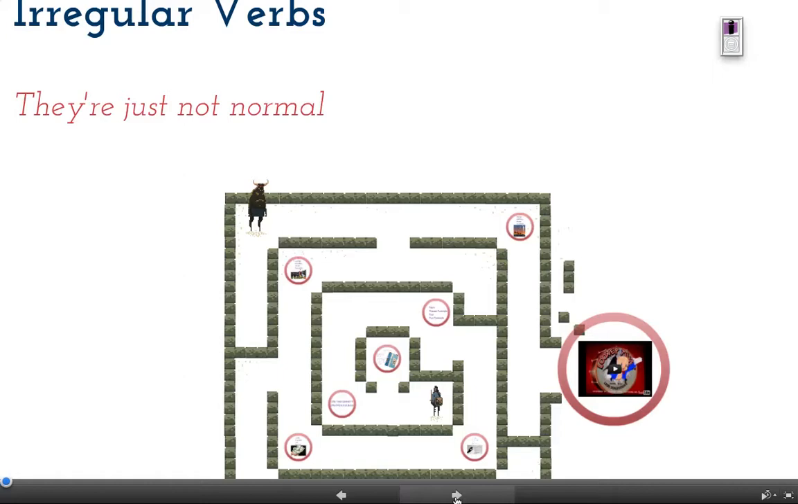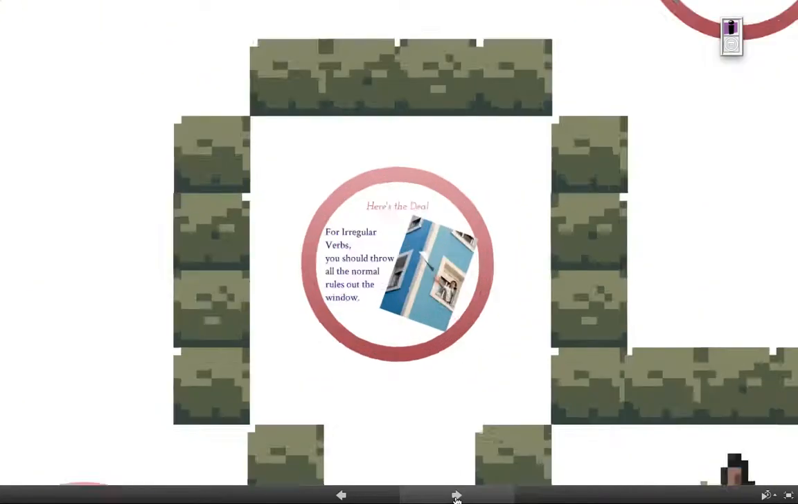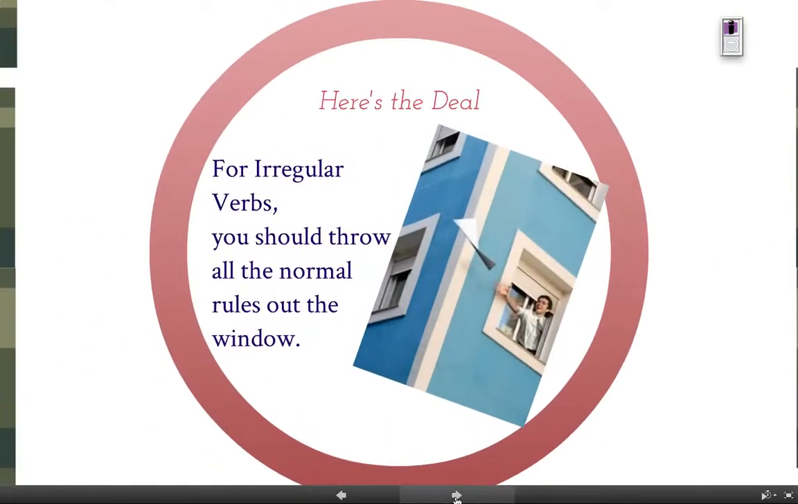So far we've spent time talking about rules that you can apply to most verbs. Well, that's different for these because here's the deal. For irregular verbs, you should throw all the normal rules out the window. There's no rhyme or reason for why they are changed and manipulated the way they are. You simply have to know that this is an irregular verb and therefore the forms are going to be different. Okay? The more you speak the English language, the more these types of verbs become customary and normal for you.